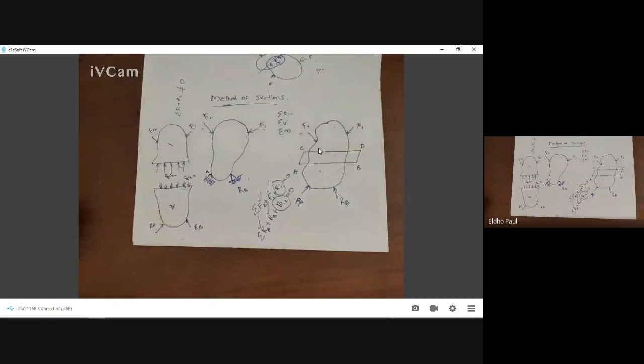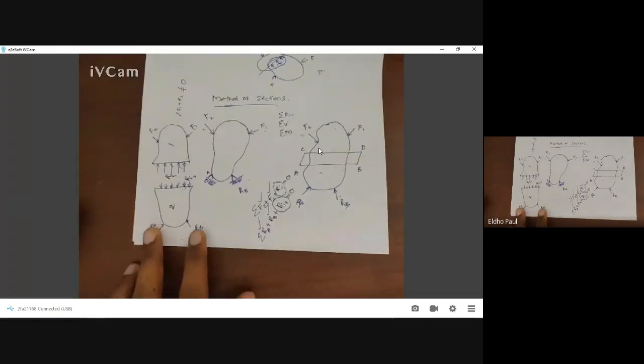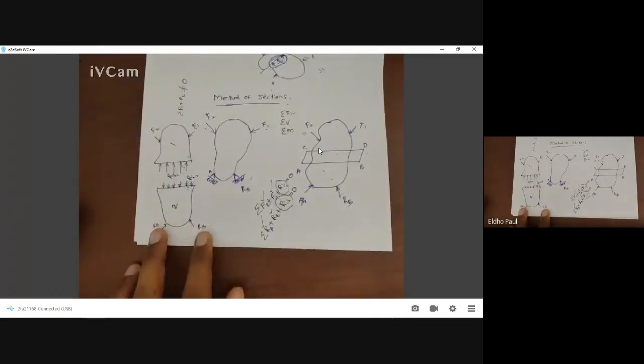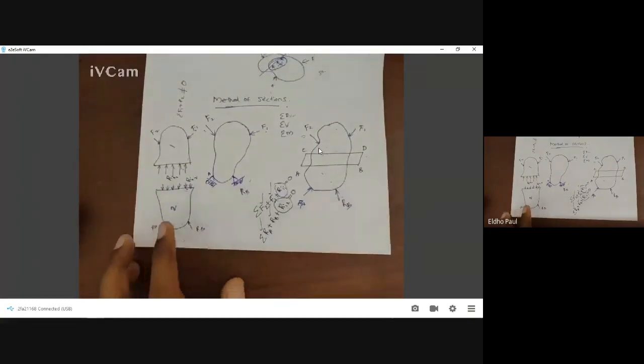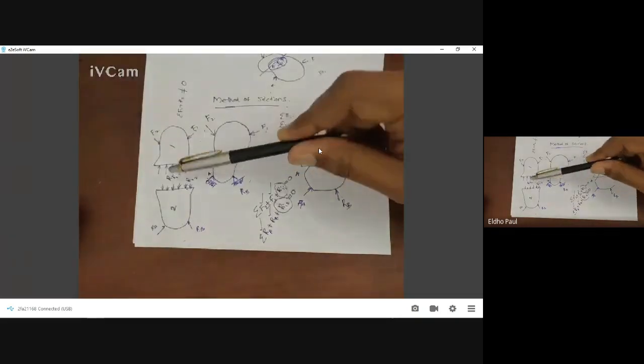Similarly, for part 2, the external forces are Ra and Rb. Here Ra and Rb are the unbalanced forces. To maintain the equilibrium of part 2, an internal force is developed across the cross section, that is Ri2, which is opposite to the direction of the Ra and Rb resultant, and the magnitude of Ri2 is equal to the resultant magnitude of Ra and Rb. And how can we calculate this Ri1 and Ri2?